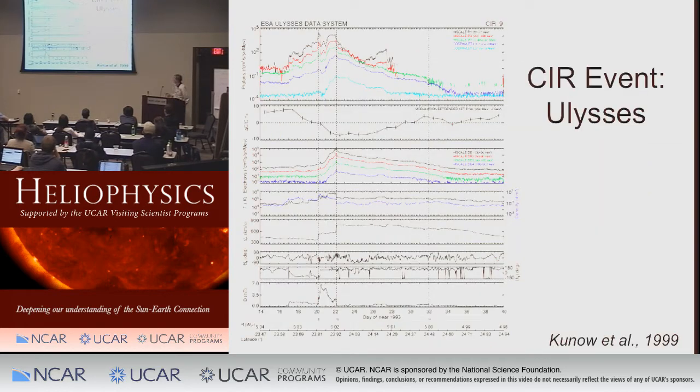Here's one of these co-rotating interaction region events. Here we have it. Here's the speed. So you have the slow wind ahead of the event. You have the fast wind later on following, pushing into the slow wind, and you squeeze this area in between. Okay, you see it has a big enhancement in the magnetic field where you've squeezed that plasma. It's got an intermediate velocity, and there's two shocks, a forward shock and a reverse shock.